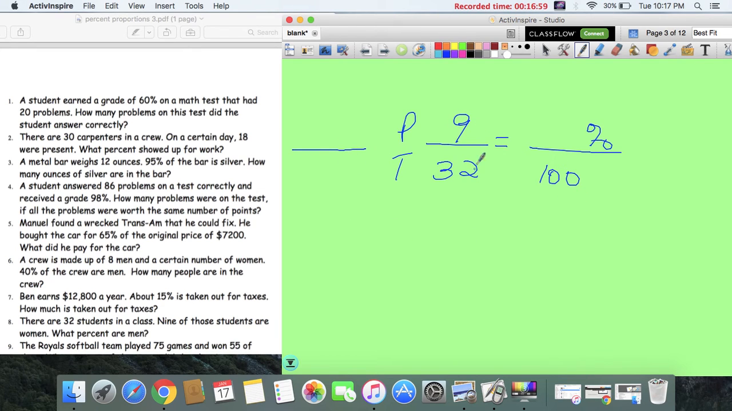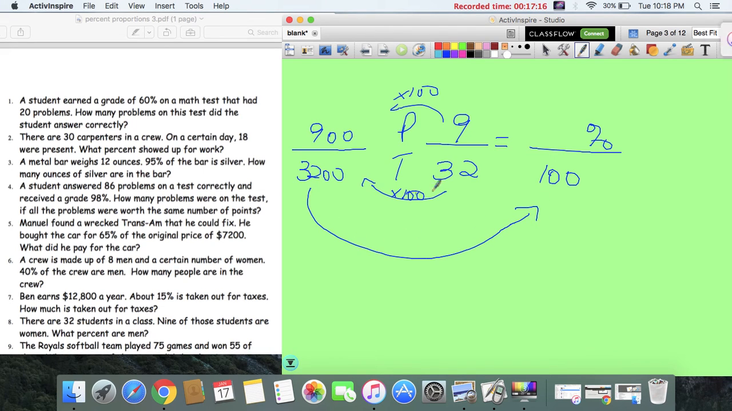The easiest way to do this, honestly, is to multiply 32 times 100. So if you're going to go this way, you're going to multiply by 100. You're going to get 3,200. And on top, times 100, it's going to get 900. Now, you'll see that this has a relationship with 100. It's going to be reversed.